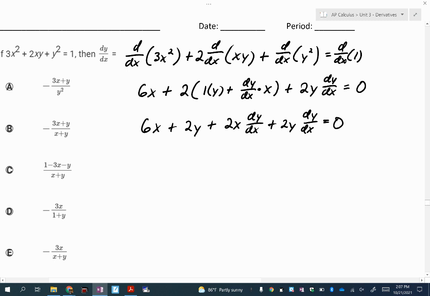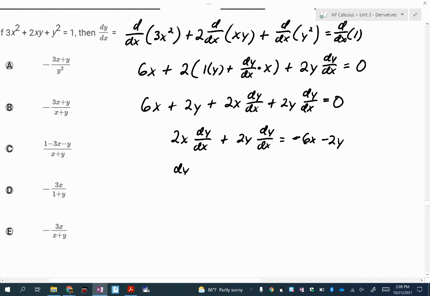So like we talked about in class today, anything that doesn't have the dy over dx is going to move to the other side and leave the other pieces here. So 2x times dy dx plus 2y times dy dx equals negative 6x minus 2y.